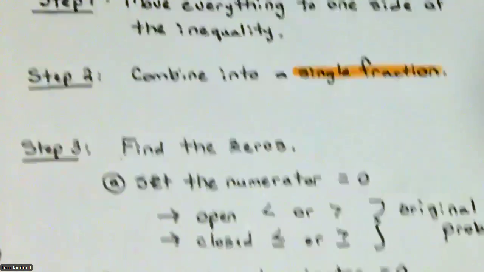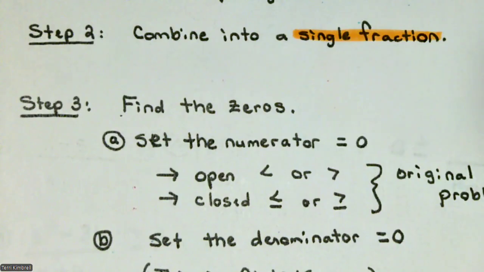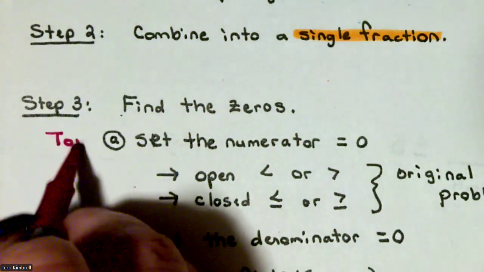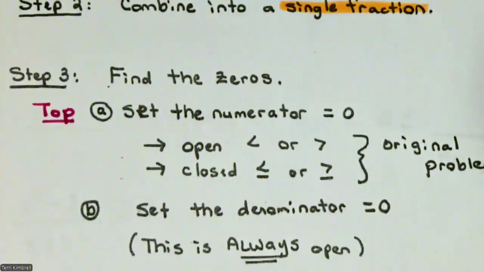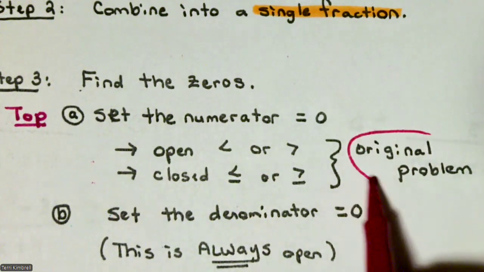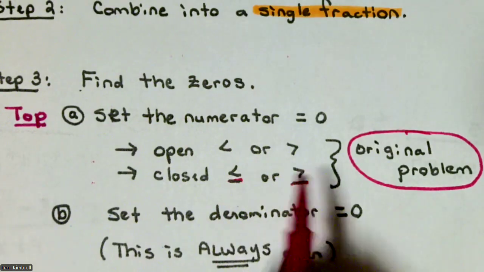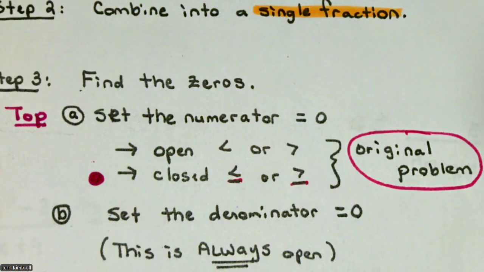Now, this part is important and where a lot of people struggle. You want to find the zeros. Now, the zeros are coming from the numerator and the denominator. The numerator is going to be the top of the fraction. You can have 0 on the top of a fraction. So you have to pay attention to your original problem like you did with polynomial inequalities. If it has the line under it, it's closed. If it doesn't have the line under it, it's open. In interval notation, a bracket is closed and a parenthesis is open.